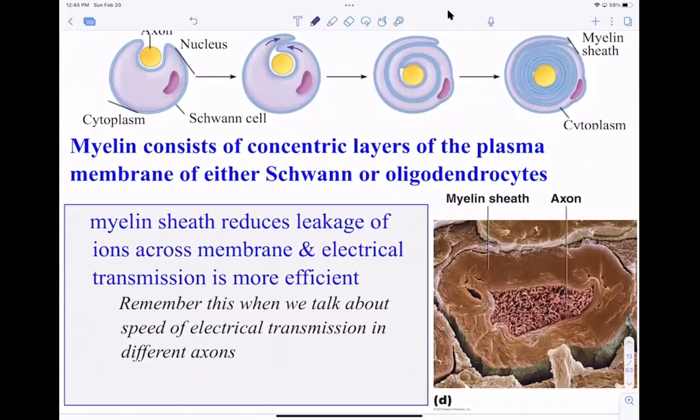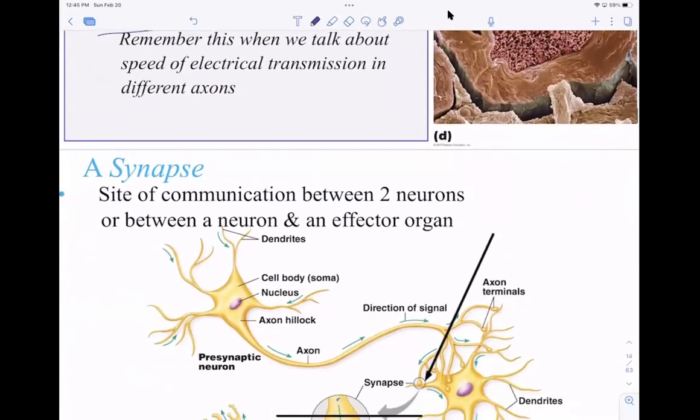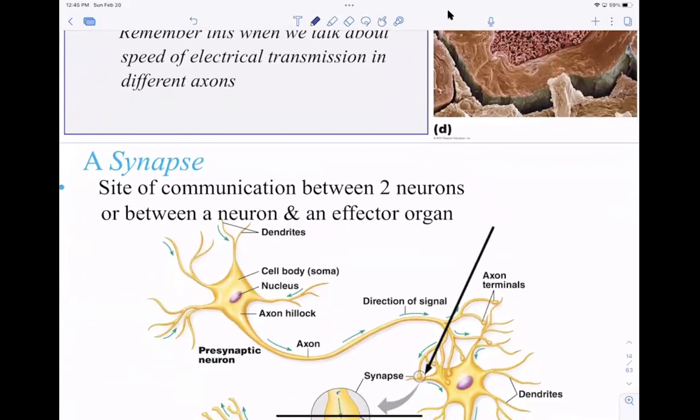So the way that it's termed is it reduces leakage of ions across the membrane. And so the electrical signal and transmission is more efficient. It insulates it, so the electrical signal stays in that axon. There's nothing that's gonna leak out or disappear, and those ions aren't gonna drift away.